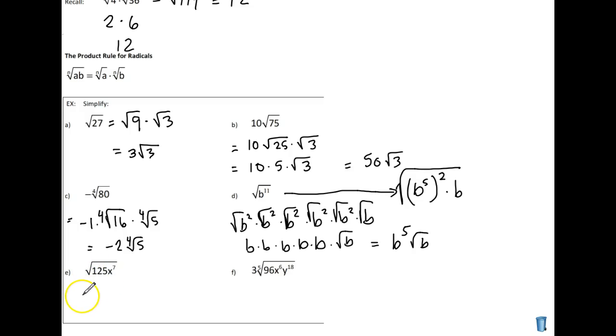So thinking about 125, well, perfect square factors, that's the square root of 25 times the square root of 5. That's how we get our 125. And then x to the 7th. So you're thinking, well, how many x squareds can we bring out of there?